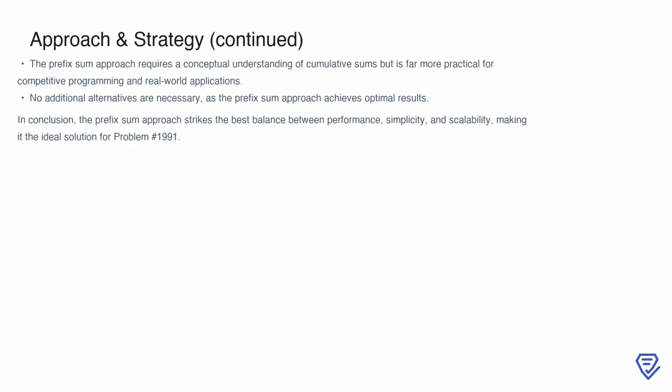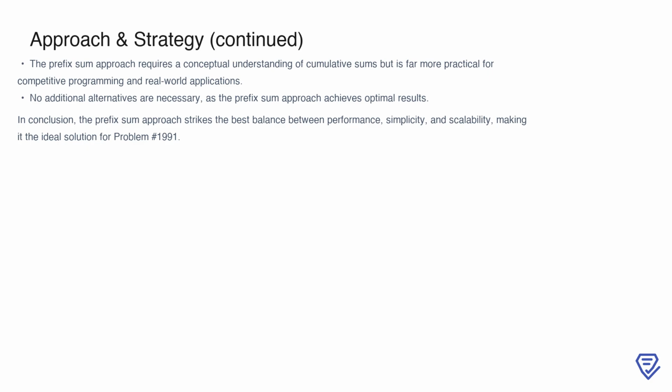In summary, this approach ensures that the task is completed in the most efficient manner possible, even for large arrays, while remaining straightforward to implement and understand. This is why the prefix sum technique stands out as the definitive solution for finding the middle index in an array.